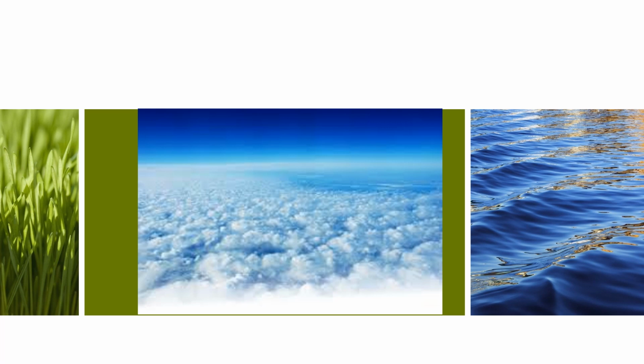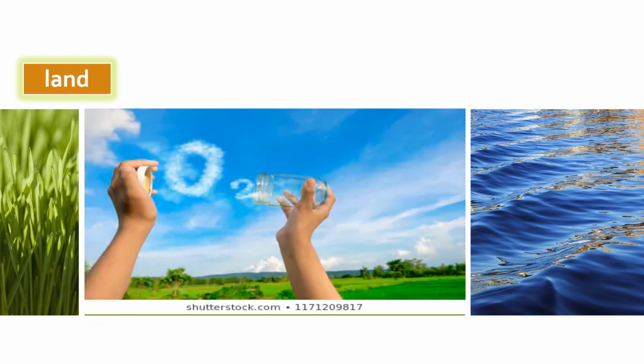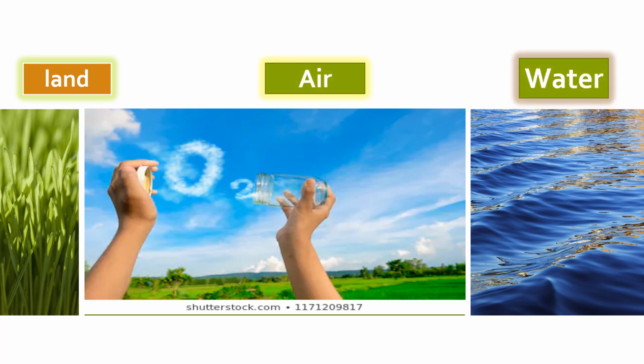Okay, so what are the resources on the earth? Which kind of resources are we talking about? These are the land, the water, and the air. So what are the resources on the earth, dear students? These resources are land, water and air. We will learn about all these resources in detail in this chapter, but today we are only discussing the air.